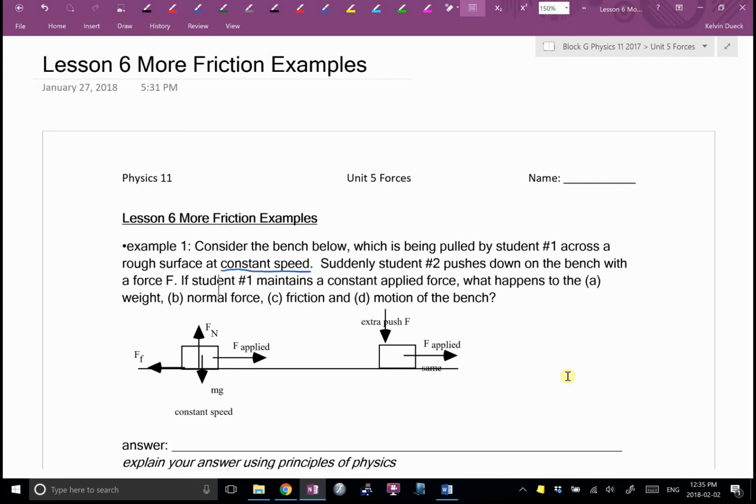If you don't change how hard you push, if student number 1 maintains the same constant applied force, what happens to the A, weight of the bench, B, normal force of the bench, C, friction, and D, motion of the bench? You know what? Let's go A, B, C, and D.